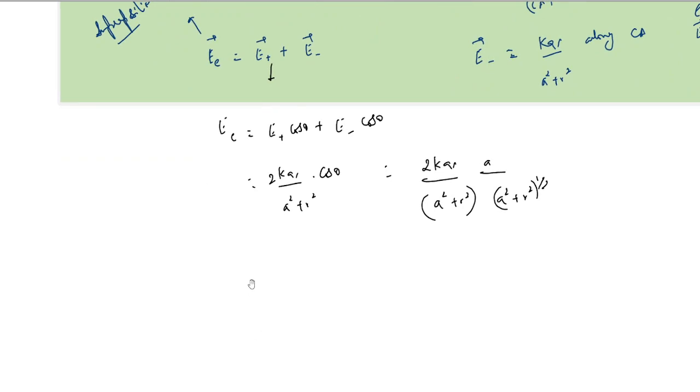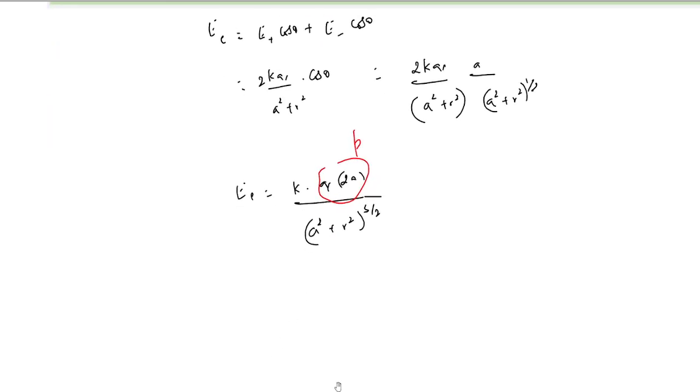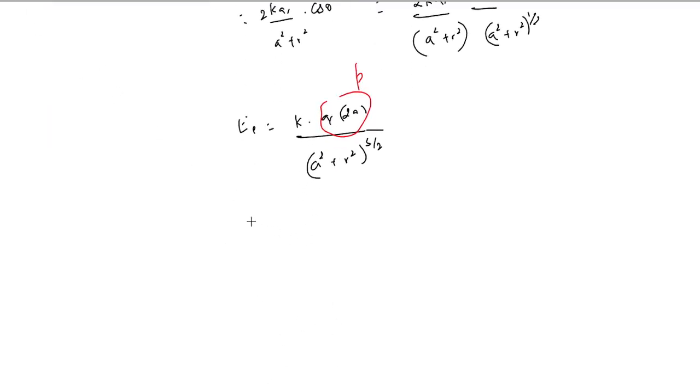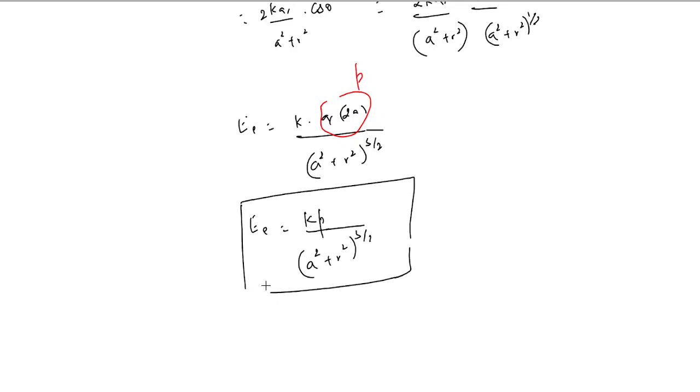Therefore, E along the equatorial point is equal to K into Q into 2A by A square plus R square power 3 by 2. Now recall, this term here was called the dipole moment. Therefore, E at any point on the equatorial plane is equal to K P by A square plus R square to the power 3 by 2. So this is the required expression for the electric field.